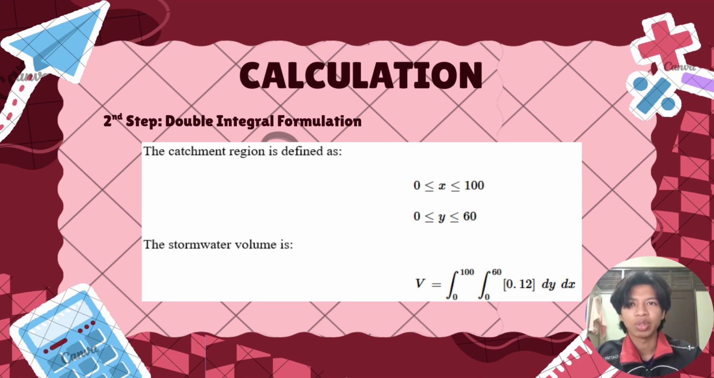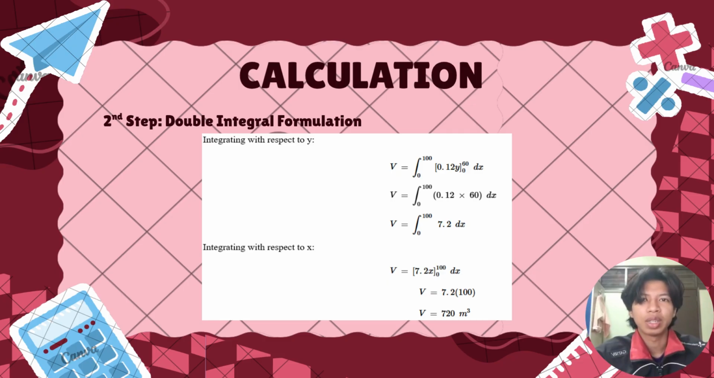After defining the function and boundaries, the double integration equation was established to calculate the total stormwater volume over the selected area. After establishing the mathematical model, the integration process was carried out. First, integration was performed with respect to y, which represents the accumulation of rainwater across the width of the catchment area. Then the result was integrated with respect to x to determine the total accumulated volume across the entire surface. By completing both stages of integration, the final stormwater runoff volume obtained was 720 cubic meters. The value represents the estimated amount of water generated from the selected parking area during the heavy rainfall event.